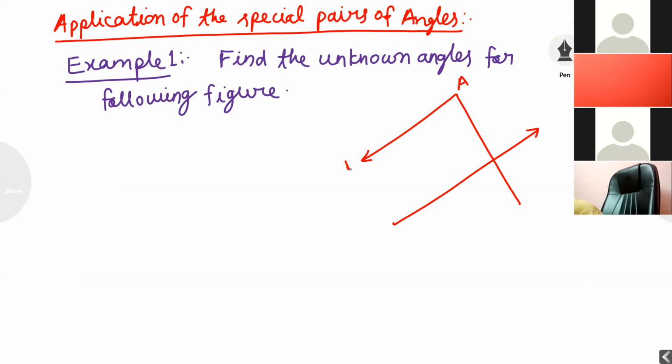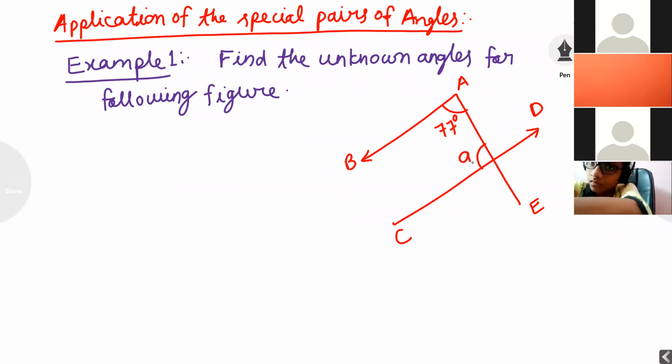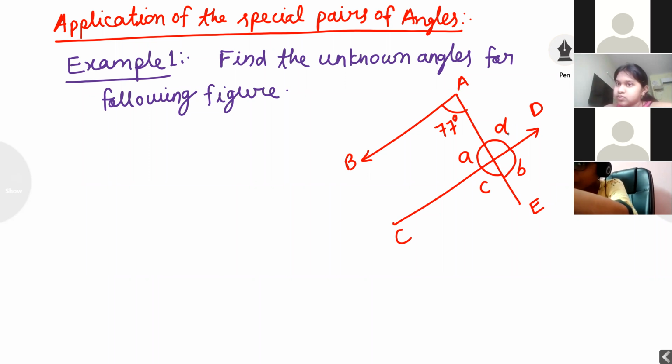AB, CD, E. This angle is 77 degrees. This angle is A. This angle is B. This is C, and this angle is D. Draw this figure, everyone.